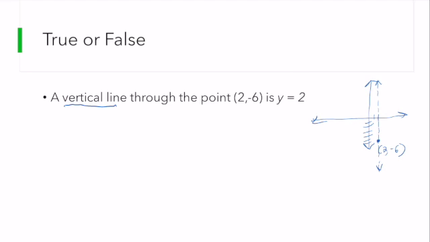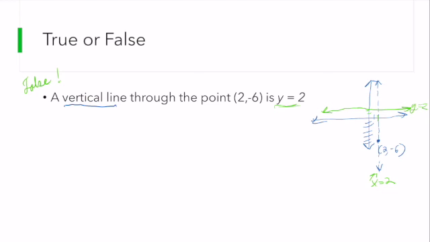is y equals 2. Well, let's go ahead and graph the line y equals 2. Where's y equals 2? Right here. So this right here is the line y equals 2. That means that this can't be the line y equals 2, right? This is the line where x equals 2. Okay? So this statement is false.